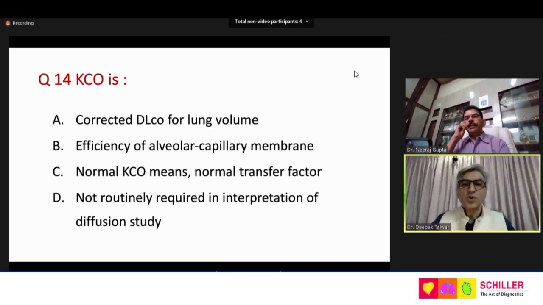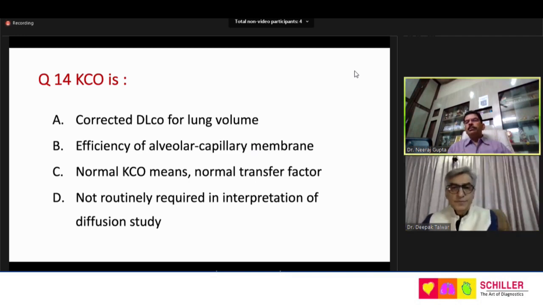Okay, so this is a question talking about KCO. What is our knowledge about KCO? Over to you, Neeraj. So what we know about KCO, we have discussed KCO a lot in the last slide. It is DLCO corrected for lung volume. It is the efficiency of the alveolar capillary membrane. A normal KCO means normal transfer factor, or not routinely required in interpretation of diffusion study. So what do we mean? One answer is correct.